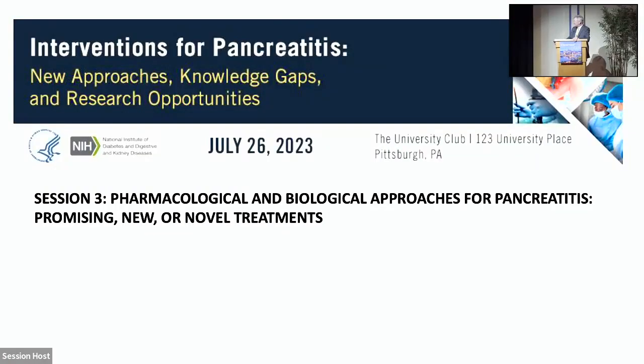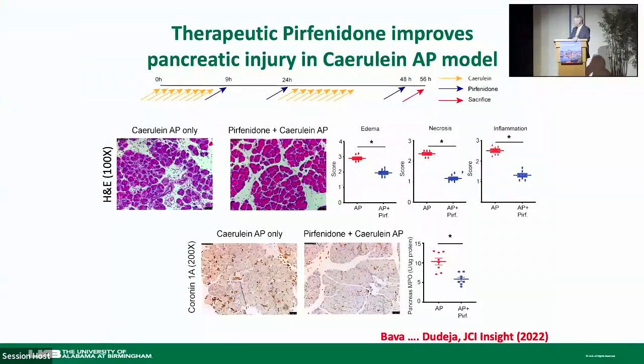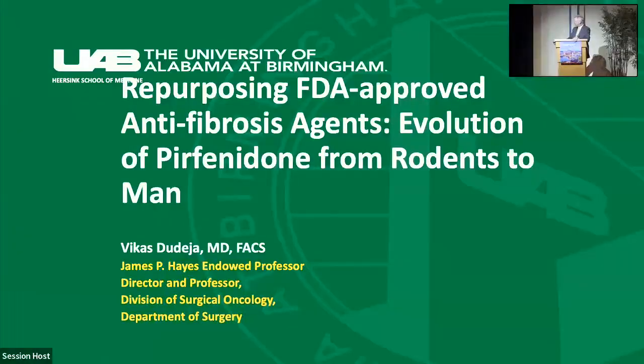The next session was on pharmacological or biological interventions for pancreatitis. Vikas Dudeja started off this session talking about their studies in pirfenidone, which is an FDA-approved antifibrotic agent for idiopathic pulmonary fibrosis.